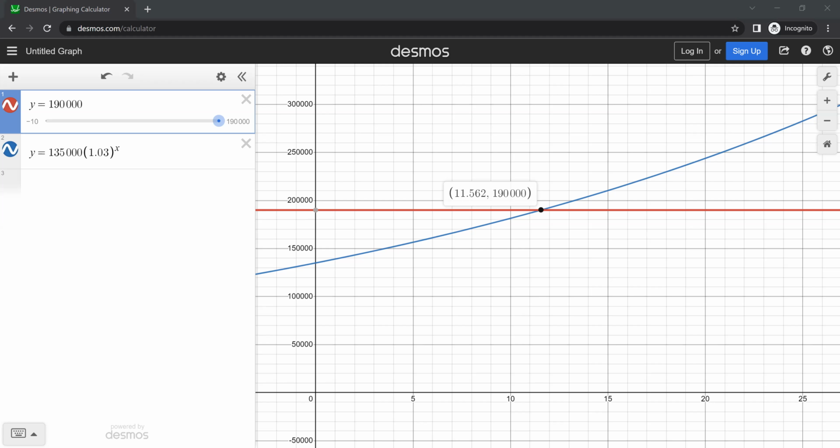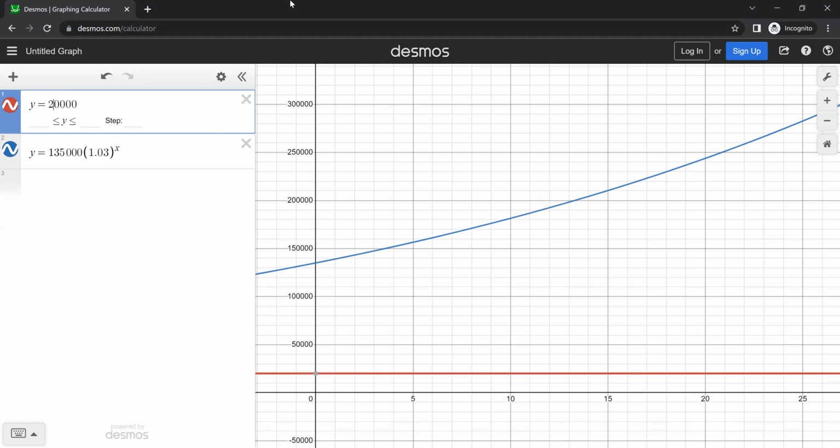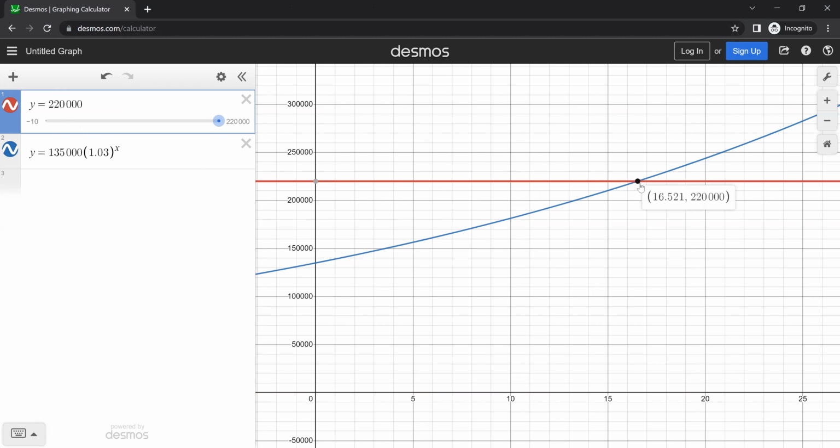You might have to convert that. You might have to say, that's really 2013 plus the 11.56. So it'd be sometime in like 2024. Does that make sense? Okay, now for part E, we're just changing the Y value to 20,000. And that one there is 16.52. Again, not the year though. So you'd have to add that to 2013 and get a year for that.